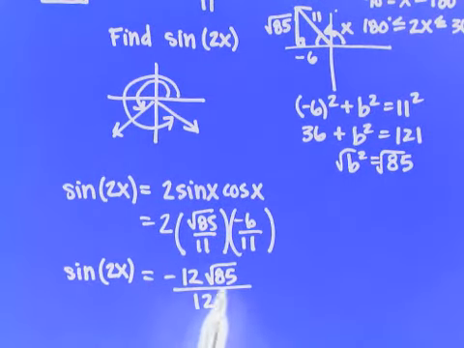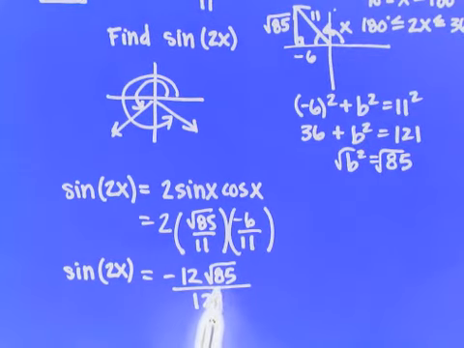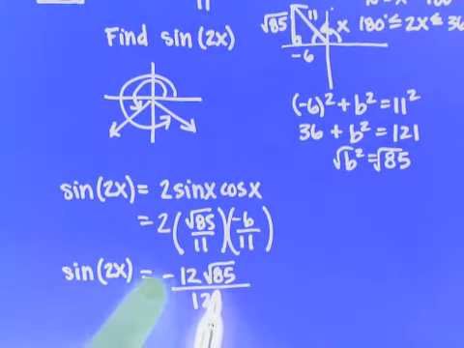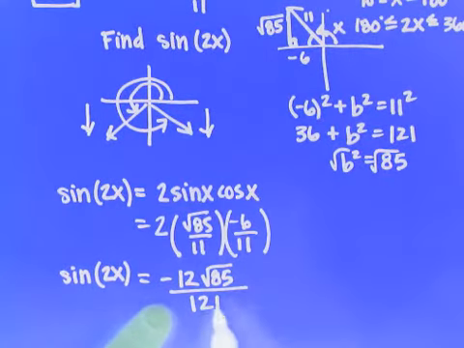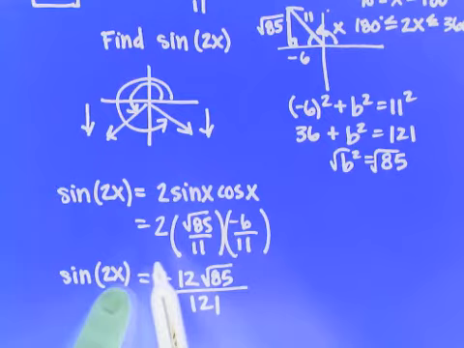And that's, of course, assuming that I can't simplify root 85. I might be able to. Since sine is negative, that tells me that we had to go down. Notice it does not tell me what quadrant I'm in, but I'm not necessarily so worried about that. I've got my answer here for what the sine of 2x is.